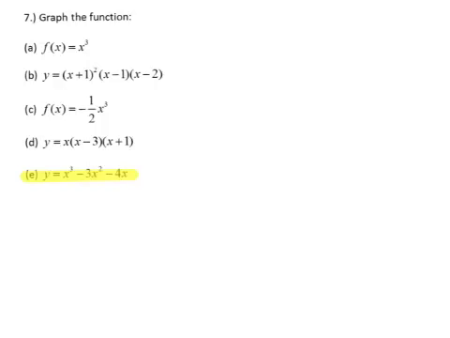All right, lastly, we have graphing. So I chose E because E, in order to graph it, we need to find the zeros. For 7, I want you to graph using end behavior and turning points and zeros. So for E, we have to factor in order to find those zeros.